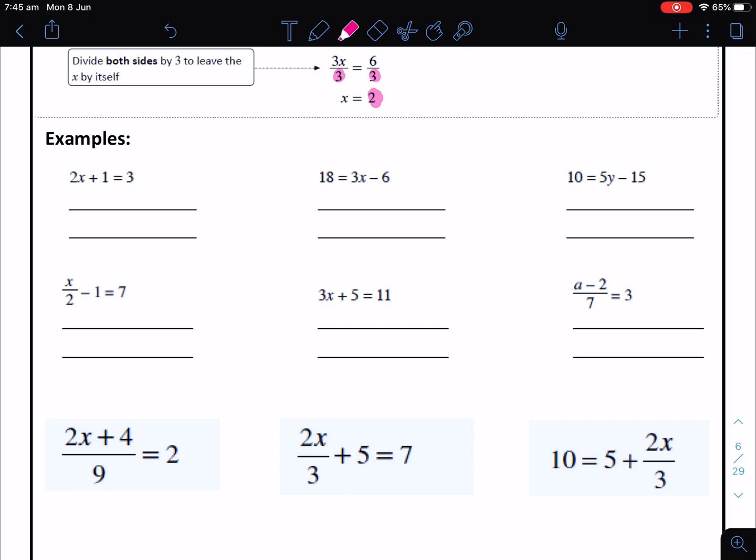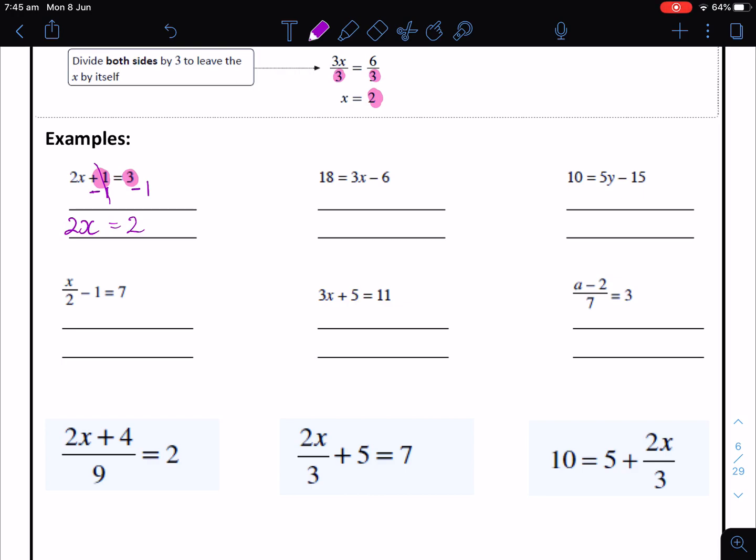So in our first example, you can see the 1 is not attached and the 3 is not attached. So we're going to do those first. So the inverse operation would be to subtract 1 from both sides. Okay, so we're left with 2x. 1 take away 1 is 0, so that disappears. And 3 take away 1 is 2. So now we have 2x equals 2.